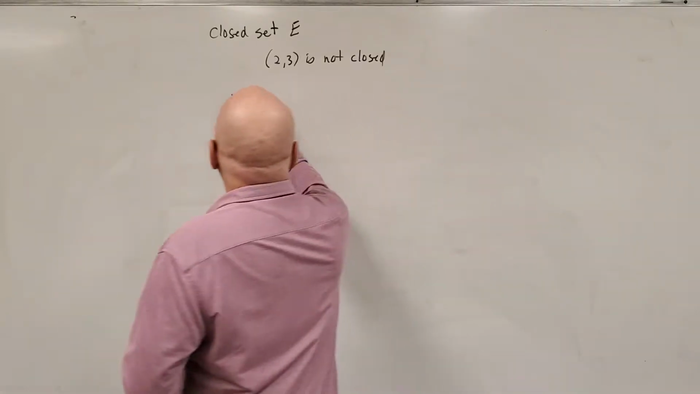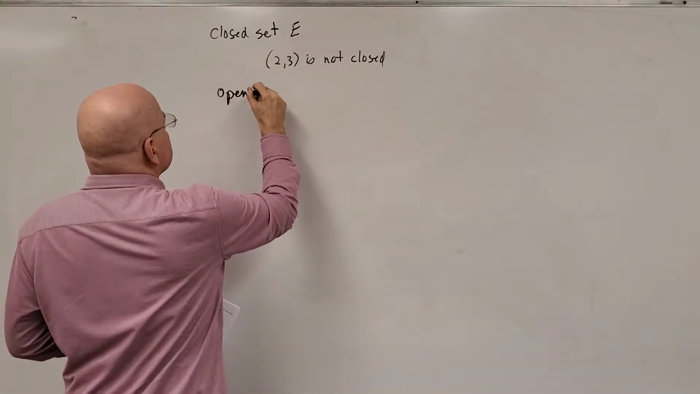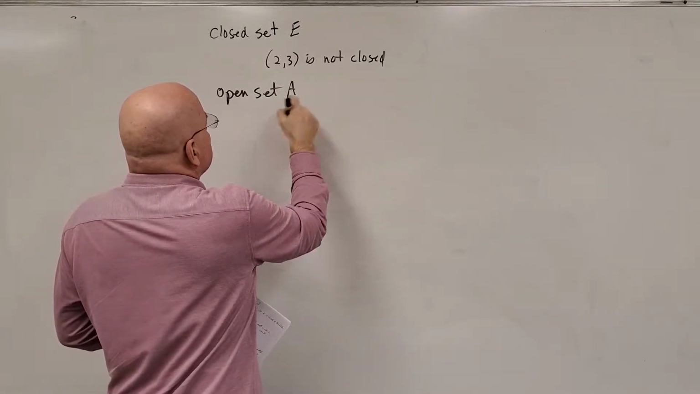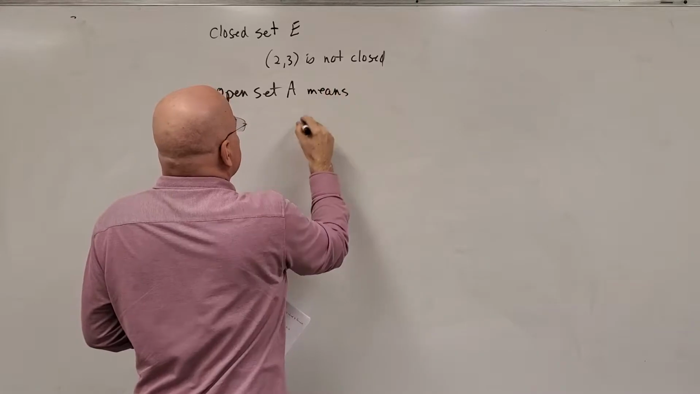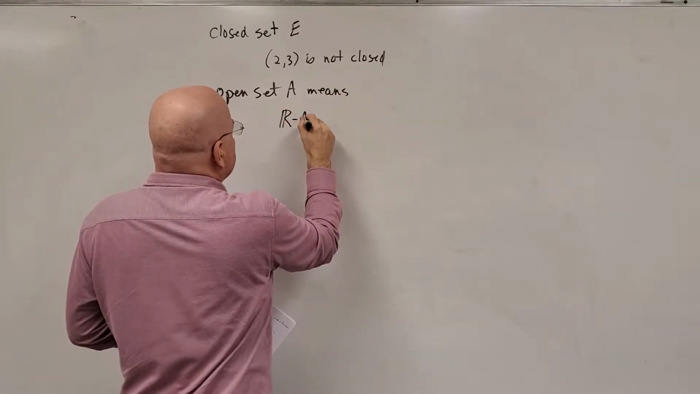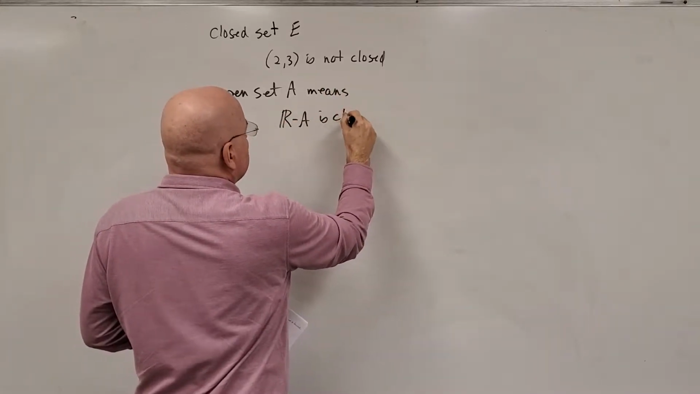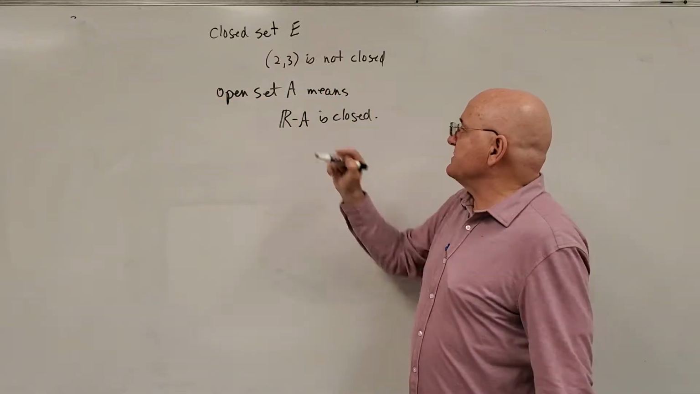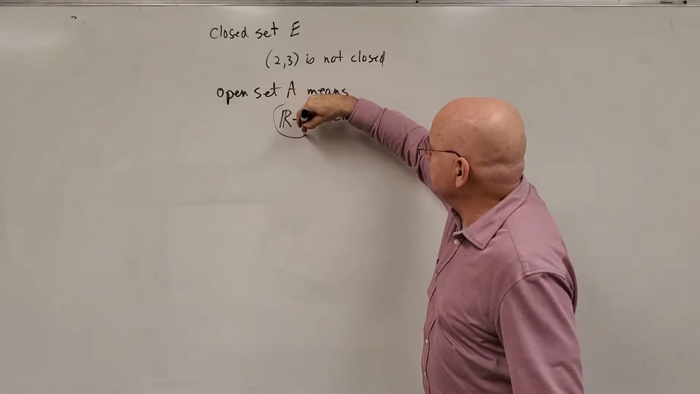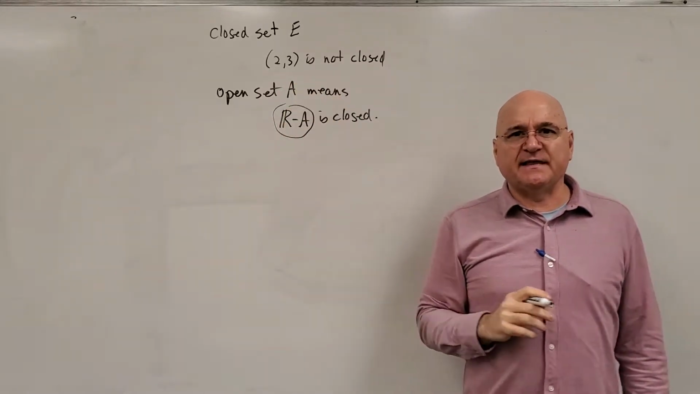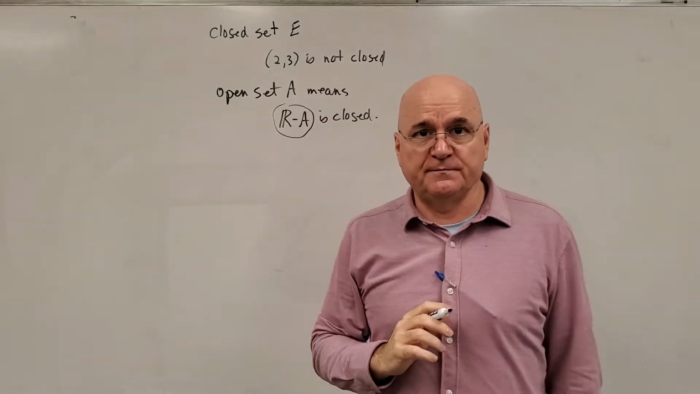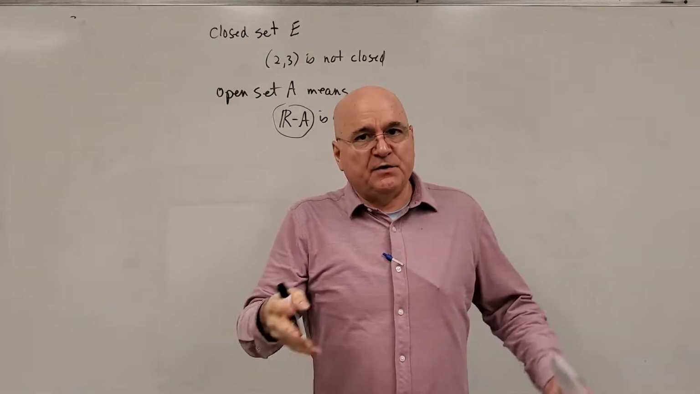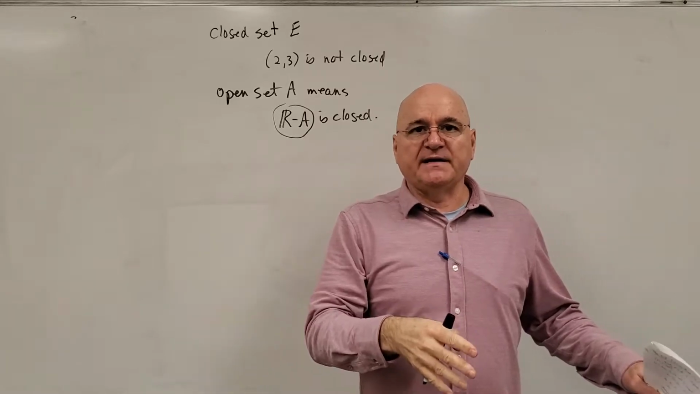An open set A means, by the definition, that the complement of A is closed. That was the definition of an open set. A is open if its complement is closed. Actually, I think that was an if and only if proof. So I could say set E is closed if and only if its complement, R minus E, is open.